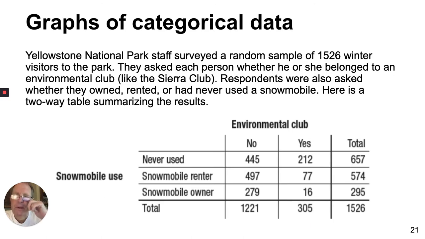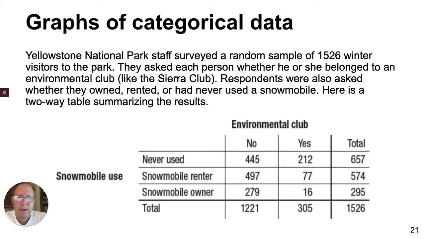Graphs of categorical data. I'm going to show you a few more graphs, using this data. Yellowstone National Park staff surveyed a random sample of 1,526 winter visitors in the park. They asked each person whether he or she belonged to an environmental club. The respondents were also asked whether they owned, rented, or had never used a snowmobile. Here's the two-way table summarizing the results. You can see, first of all, that there were a lot more people that had never joined an environmental club than those who had.